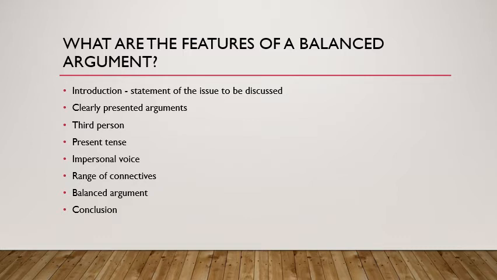It uses a range of connectives or discourse markers to link ideas together. It is a balanced argument, obviously, it's put in the title there, but balanced means that you present both sides equally, and it has some kind of conclusion. Now, you should have got some of these from the previous task and from previous learning.